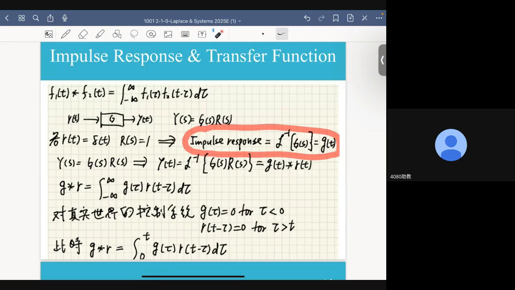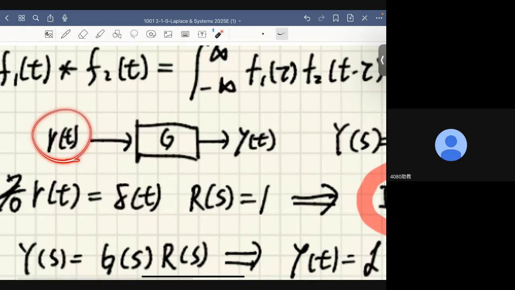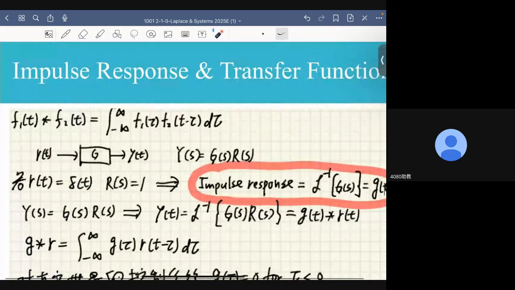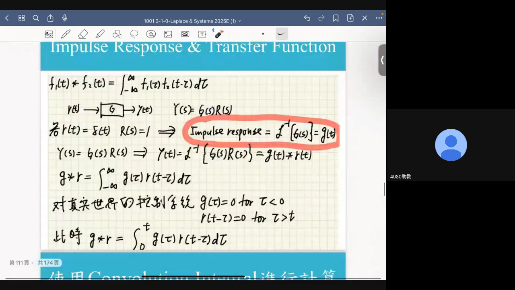In this case, the convolution integral becomes a very convenient tool. Now, remember, this is the definition of the convolution integral of F1 and F2. And here, I assume the input is R, and G represents the transfer function of our system, and y(t) is the resulting output. And we all know that if it is the zero-state response, then the output is simply the product of the transfer function and the Laplace transform of the input.